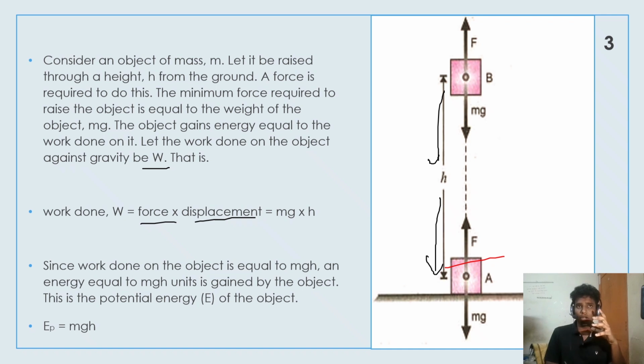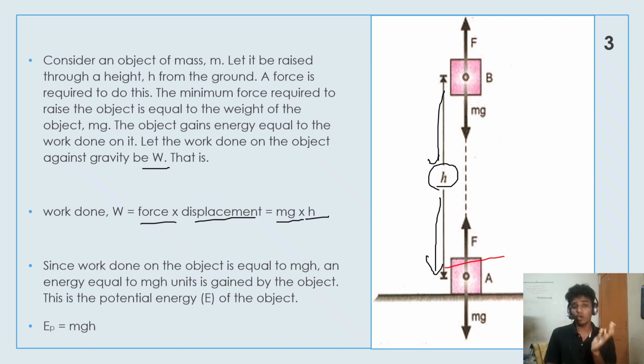In this case, force is equal to, we already mentioned that the minimum force required to raise the object is equal to the weight of the object. So mg, and how much height we are displacing it. Let's consider it as h. Since the work done on the object is equal to mgh, as we know, the work done is mg into h, that is mgh.